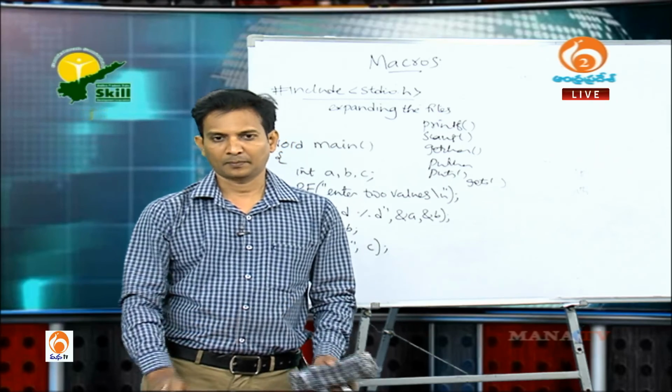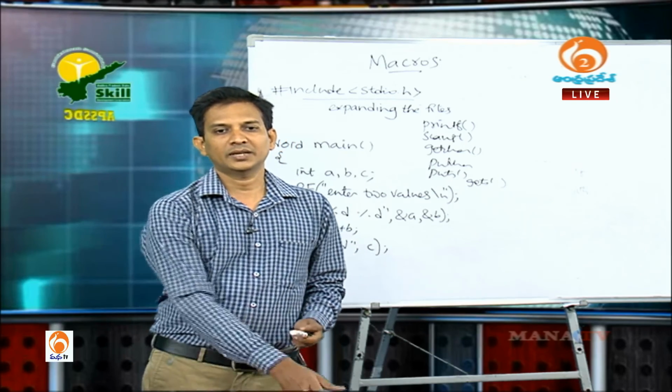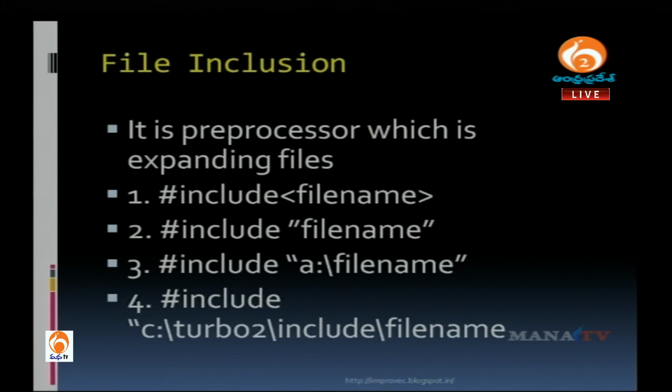Just check this PPT. It is a preprocessor which is expanding the files. For example, hash include file name, or hash include within double quotes. With hash include, the path also we can give here, the entire file address path also we can give here.